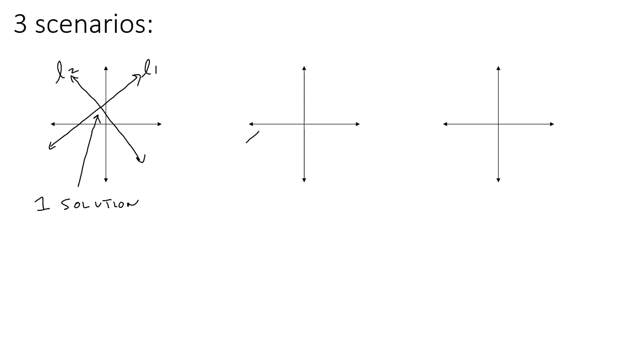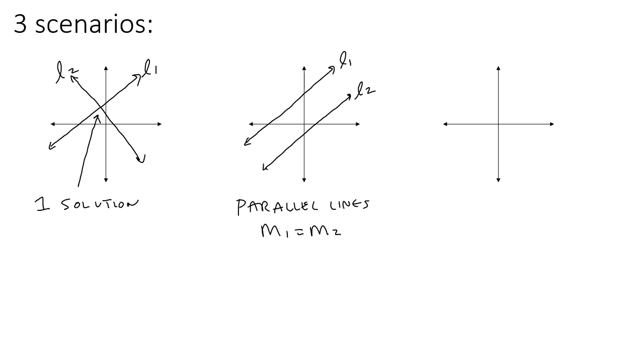Here's another scenario. Here's line 1, and here's line 2. These lines are parallel lines. This means that they have the same slope. They go forever in each direction and they never intersect. So the slope of the first one is the same as the slope of the second one. Because they never intersect, they can never have a solution. So this is another scenario for systems of linear equations where we would have no solutions.